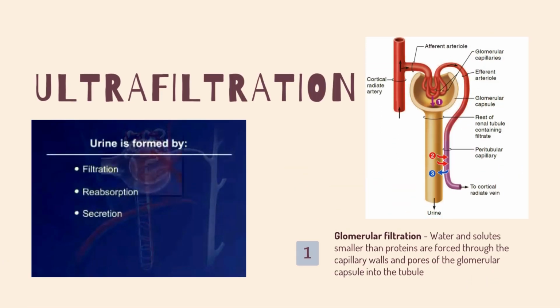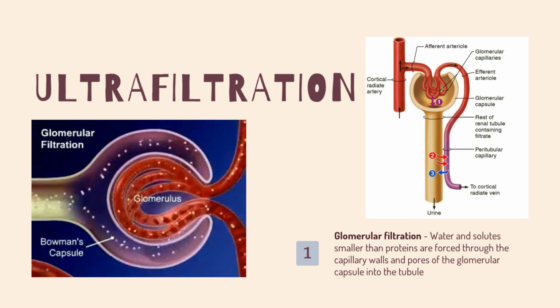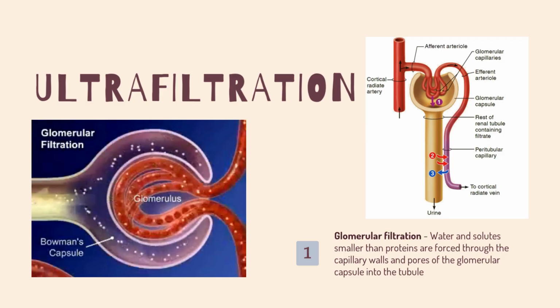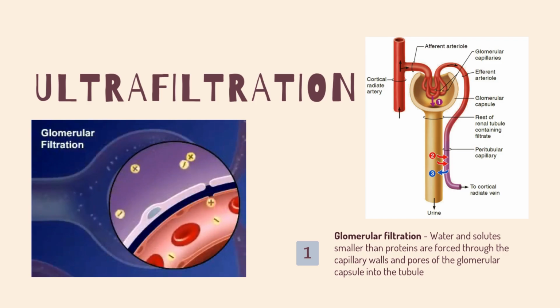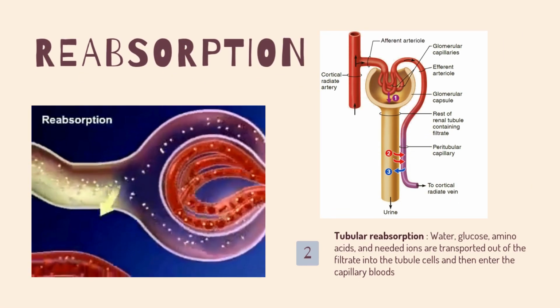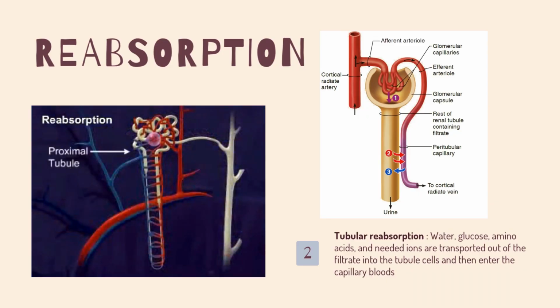Ultrafiltration. 1. Glomerular filtration. Water and solutes smaller than proteins are forced through the capillary walls and pores of the glomerular capsule into the tubule. Reabsorption. 2. Tubular reabsorption. Water, glucose, amino acids, and needed ions are transported out of the filtrate into the tubule cells and then enter the capillary blood.